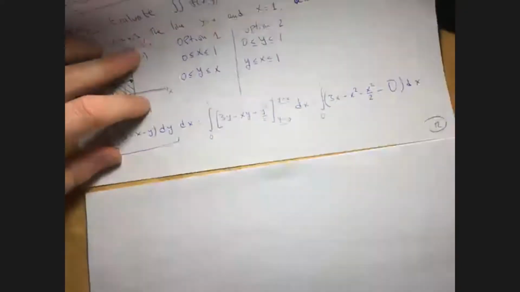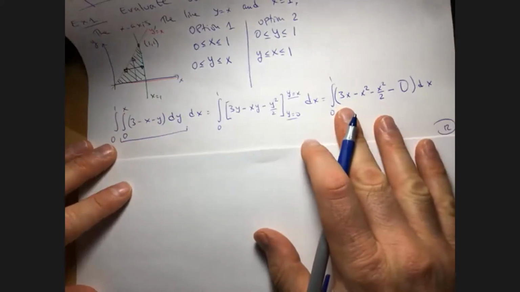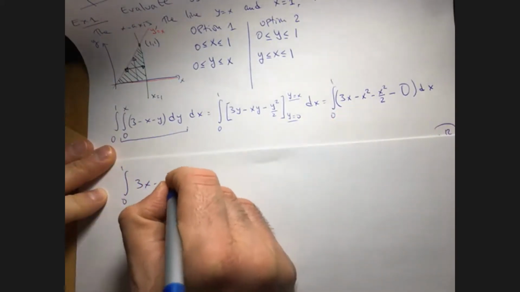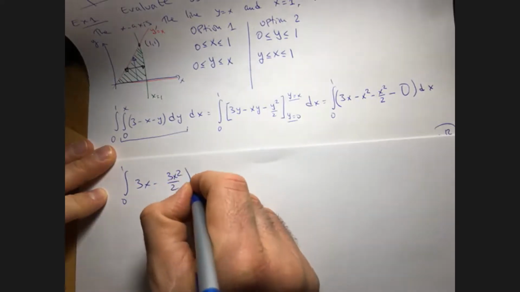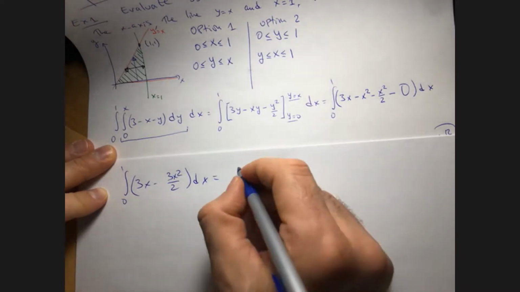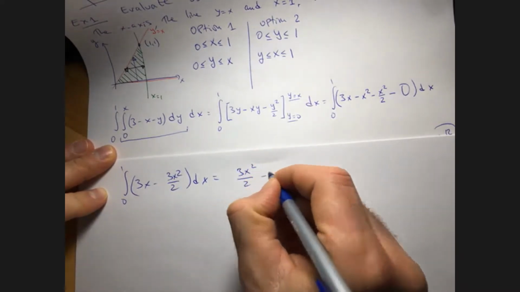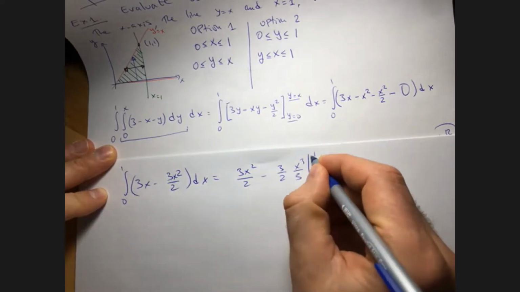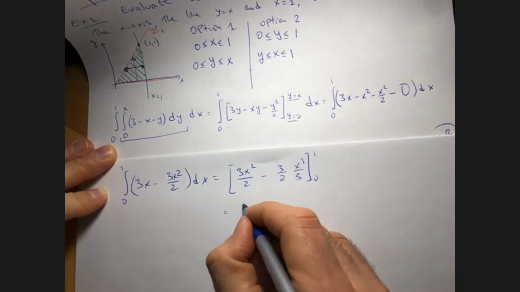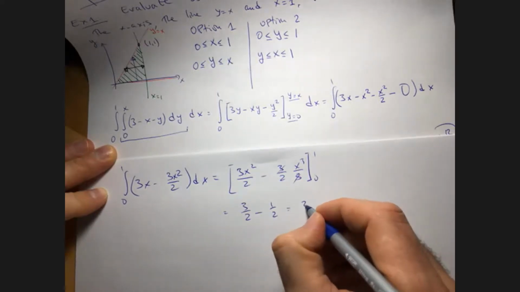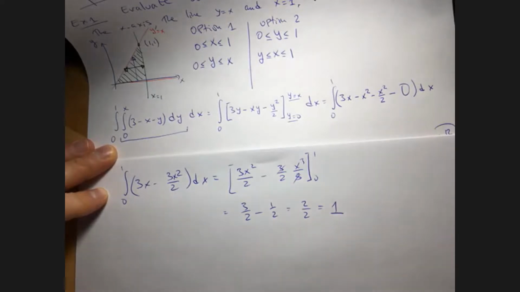Let us simplify this expression a little bit. The integral from 0 to 1 of 3x minus 3x squared over 2 dx. And now you can evaluate how much this is. 3x squared over 2 minus 3 over 2 times x cubed over 3, from 0 to 1, is equal to 3 over 2 minus 1/2. That's 2 over 2, which is equal to 1.